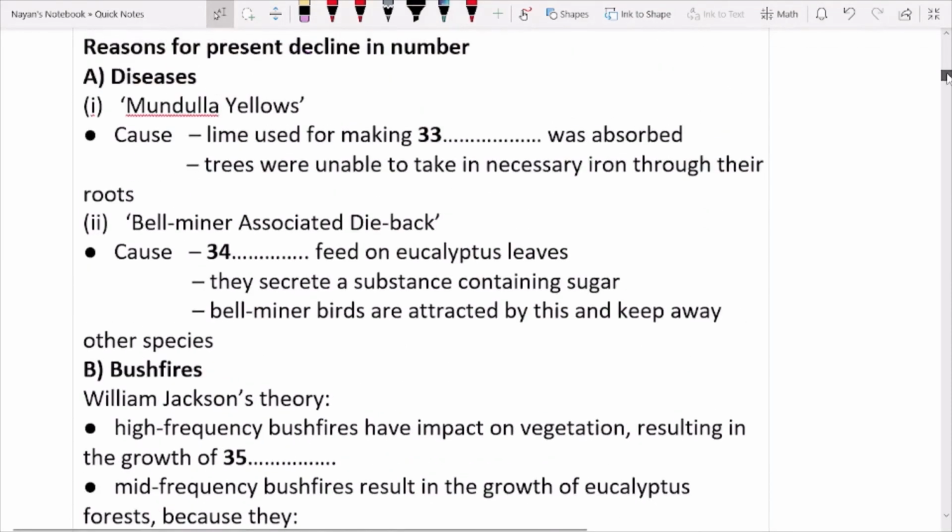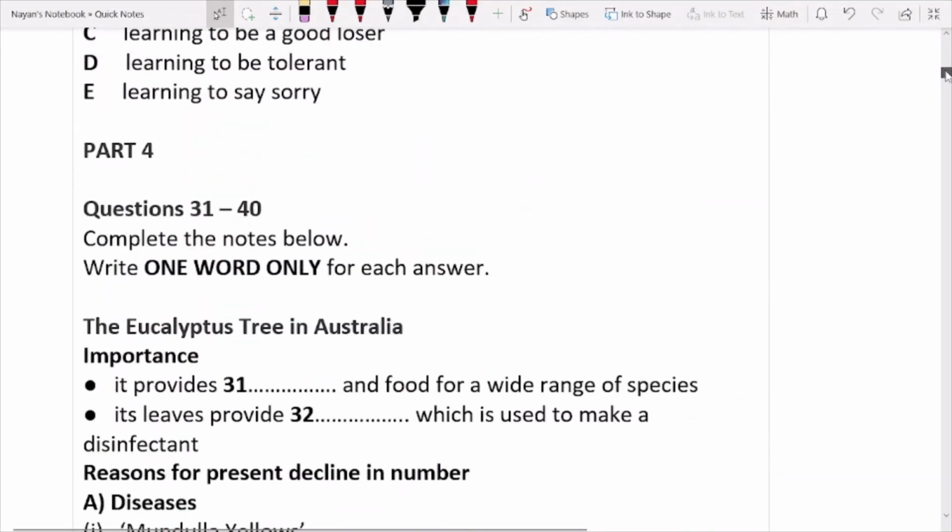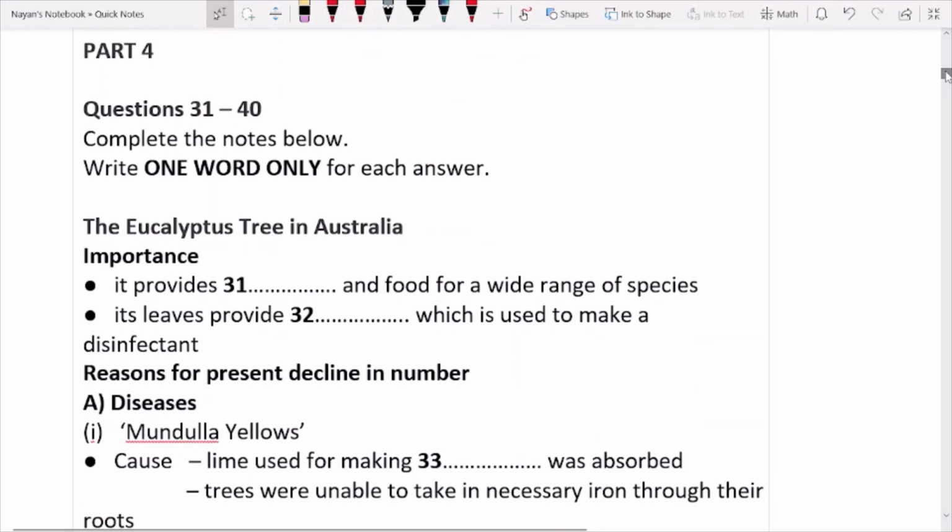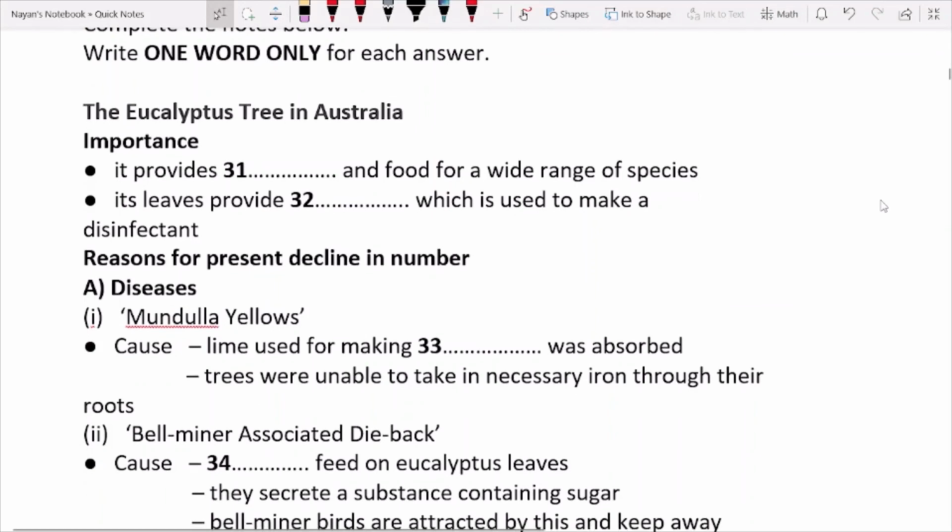You will hear a student giving a presentation about a type of tree known as the eucalyptus, which is common in Australia. First, you have some time to look at questions 31 to 40.